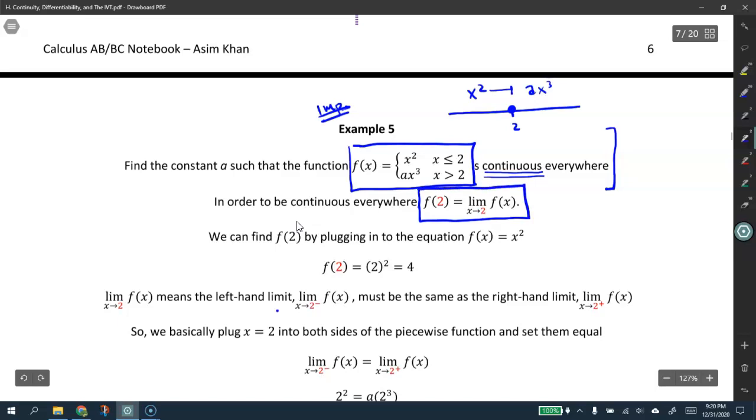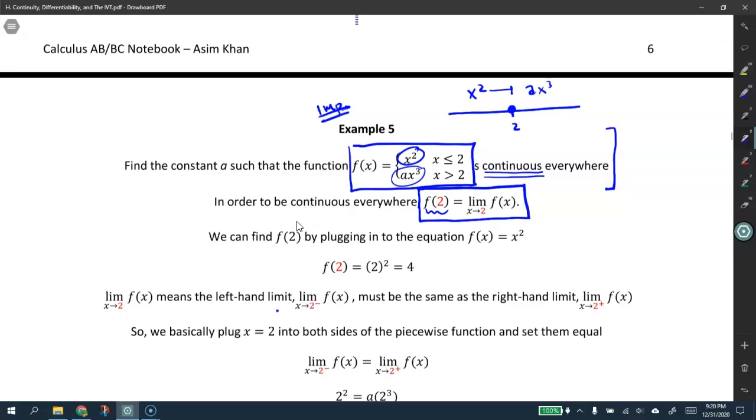So how exactly does this apply? Well, step number 1, let's find the function at 2. Right? Let's find the function at 2. So what we do is we go to this piecewise function and notice that the piecewise function says that if x is a value less than or equal to 2, then you plug into x squared. If x was any value greater than 2, then you would plug into ax cubed.